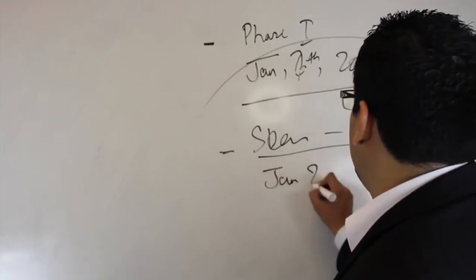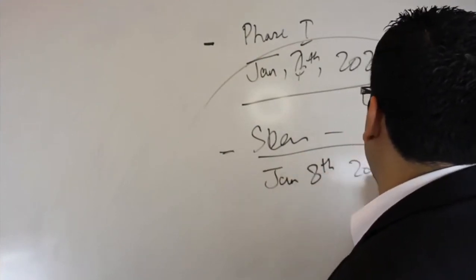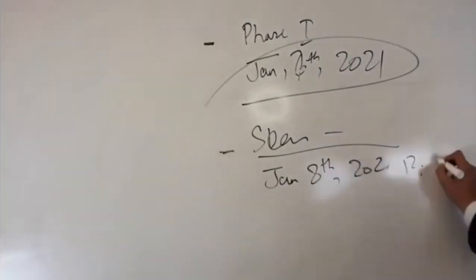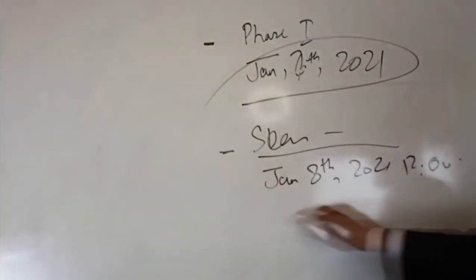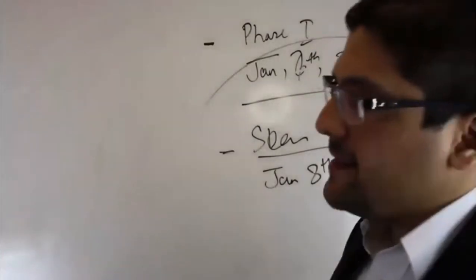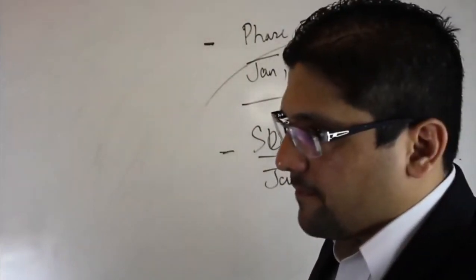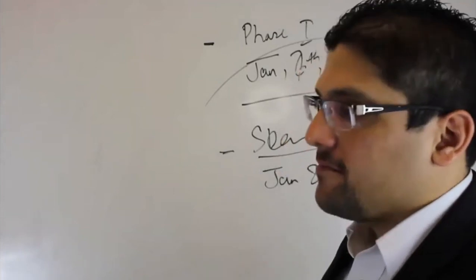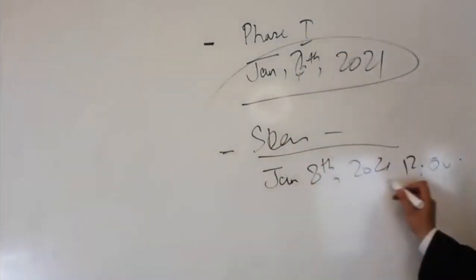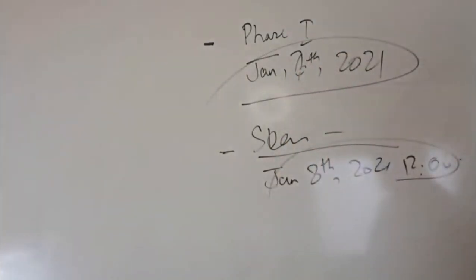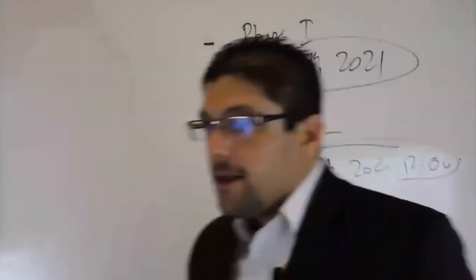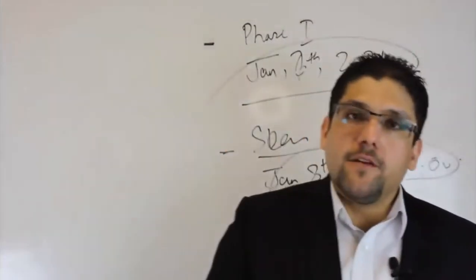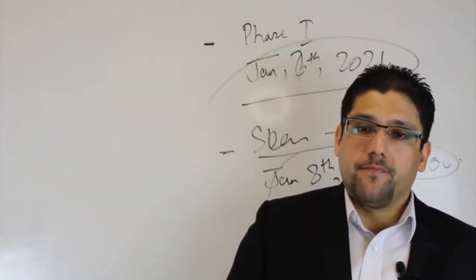January 8th, maybe 12 p.m. Eastern time. This is the search strategy that was visible at that time, with the keywords and the MeSH keywords, so that other people can verify. So the time is very important. The time and the year are very important in your search strategy.